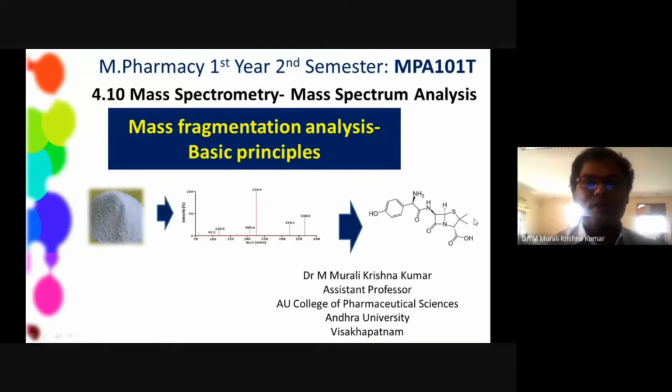So good morning to all of you. This is the application part of mass spectrometry. In this session, we will discuss in detail mass fragmentation analysis, basic principles.